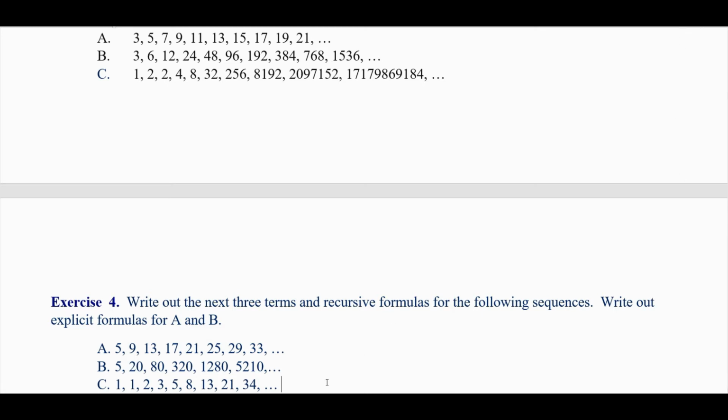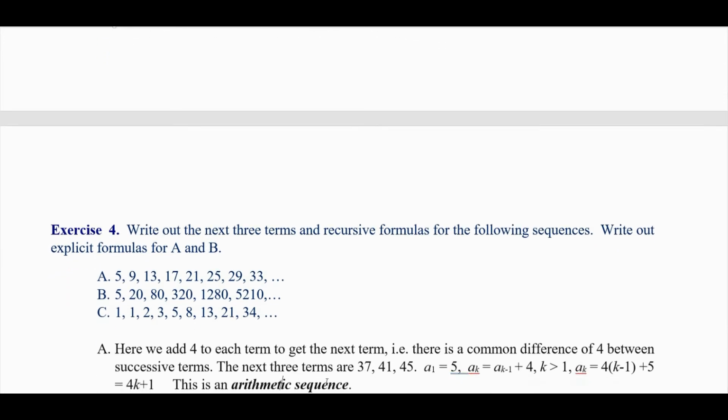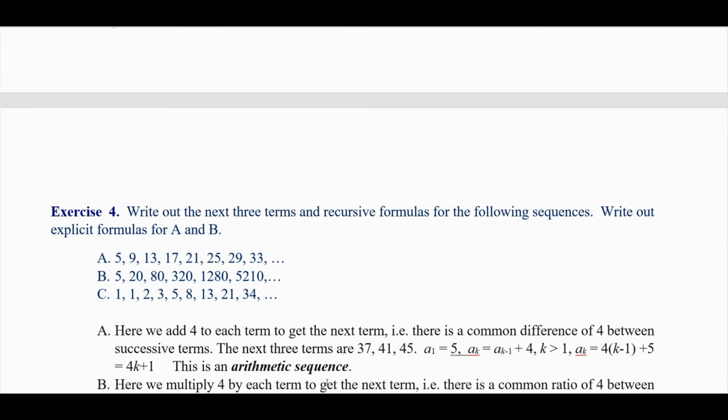Okay, let's see if you got these. So what we do on this first one is we're adding 4 each time to get the next term. 5 plus 4 is 9. 9 plus 4 is 13. Of course, we could find that by subtracting. 9 minus 5 is 4. 13 minus 9 is 4. 17 minus 13 is 4, and so forth.